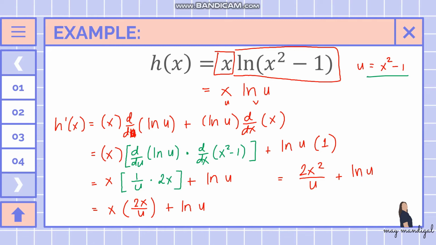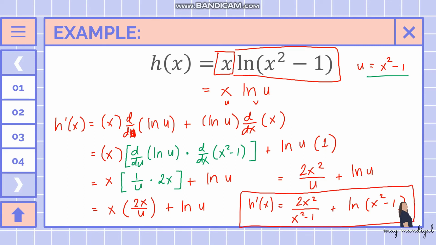Now since we cannot simplify it anymore, let's now substitute. So h prime of x is equal to, do not forget to substitute back the u variable with the one that you identified a while ago. So 2x squared all over x squared minus 1 plus ln of x squared minus 1. And then that's it. This is now the derivative of our function. So here we use the product rule, and then we also apply the chain rule.